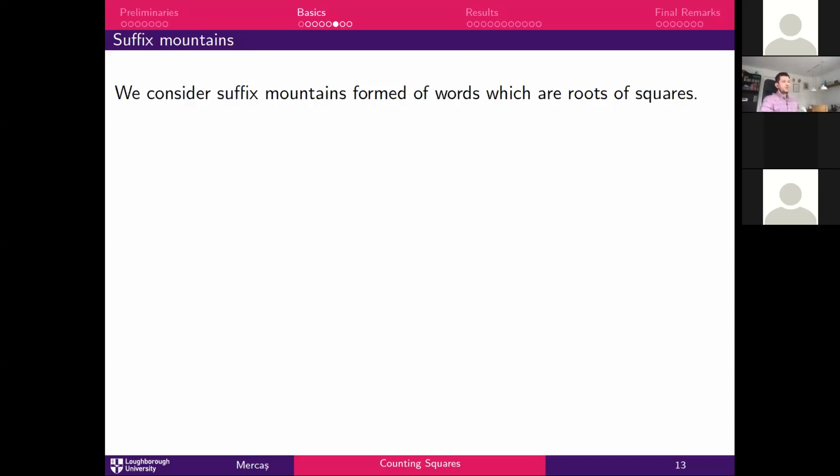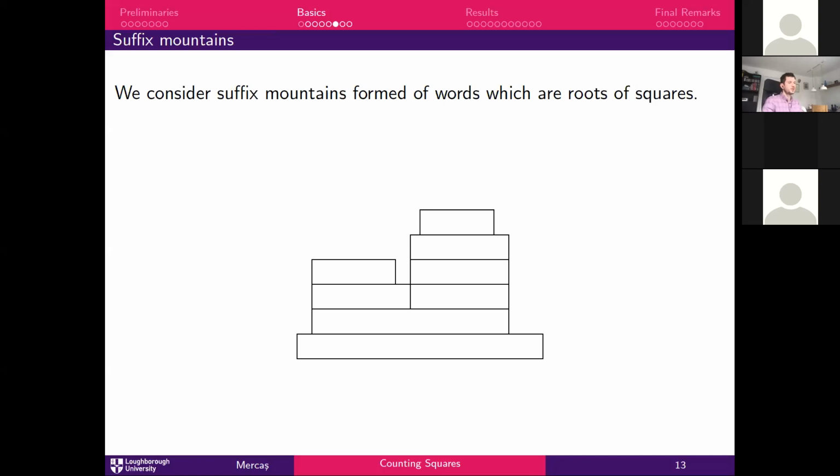So what we did is we considered suffix mountains formed of words which are roots of squares. So basically in every word you will have a number of distinct squares. Each of these squares will have a root, and I can look at the clusters of each of these roots and see how these clusters compare.